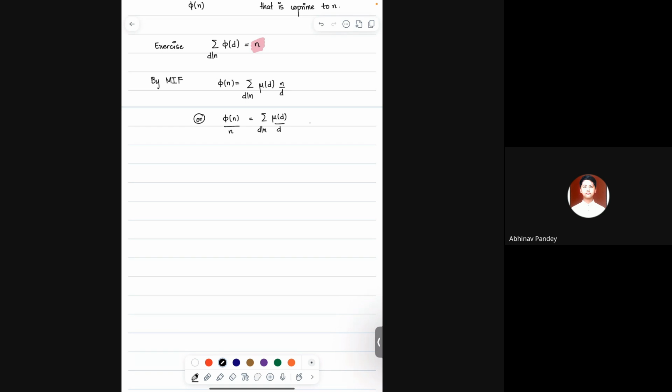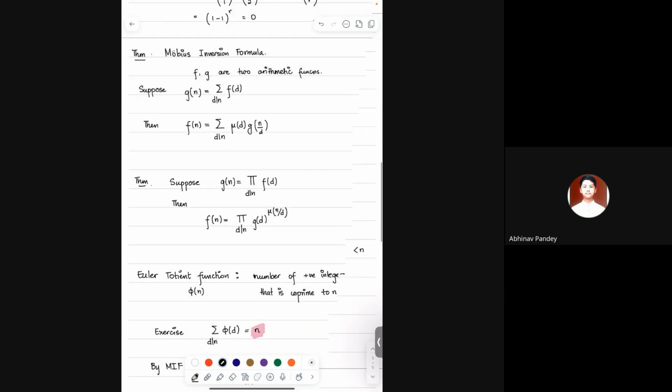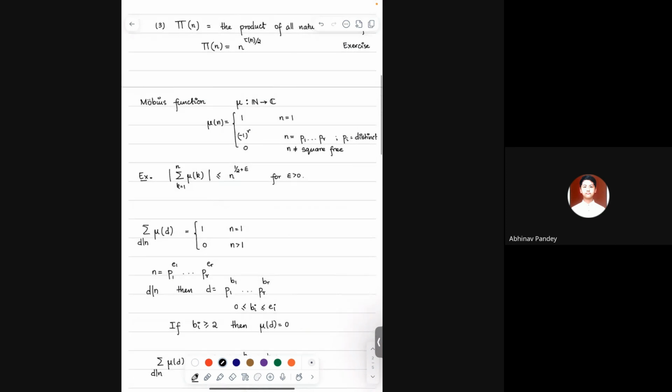Just to give another flavor, if you go back to the mu function, the Mobius function, you notice that it can take 1, -1, 0. It can take these three values.